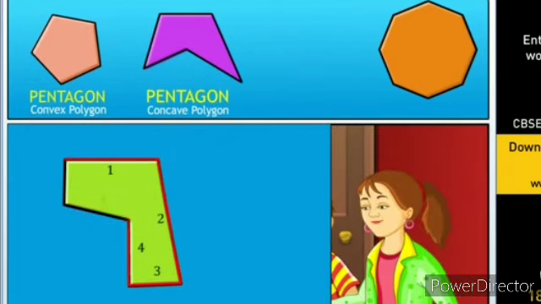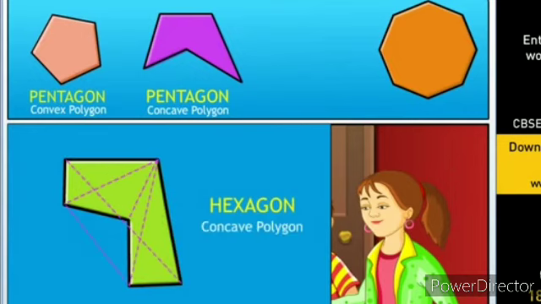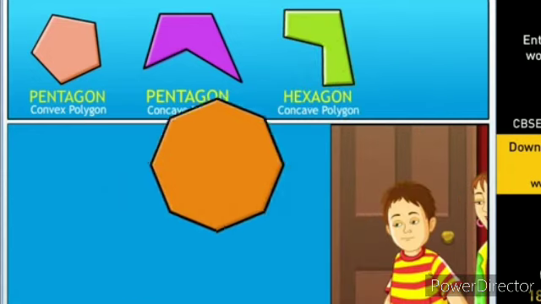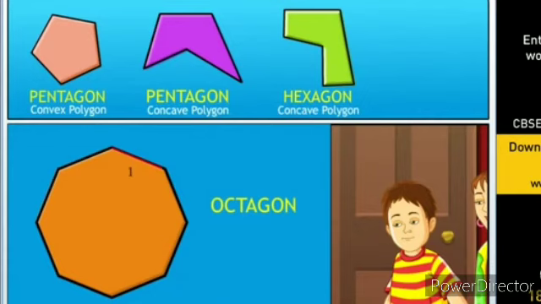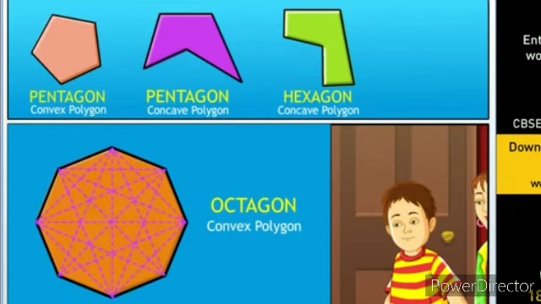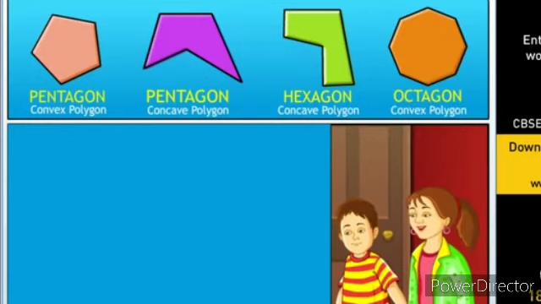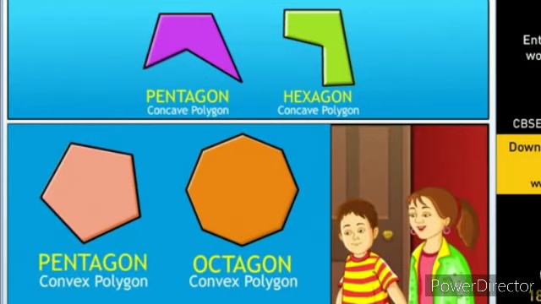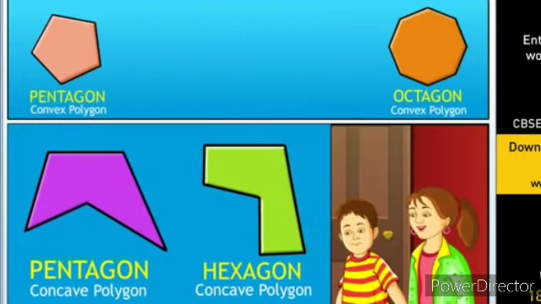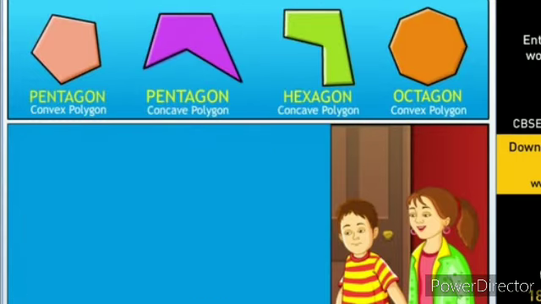The next polygon has 6 sides. So, this is a hexagon. Since 2 diagonals of this polygon are lying outside the figure, this hexagon is a concave polygon. The fourth polygon is an octagon since it has 8 sides. All the diagonals lie inside the polygon. Therefore, this is a convex polygon. Thus, 2 polygons are classified as convex and the other 2 as concave based on the position of their diagonals.